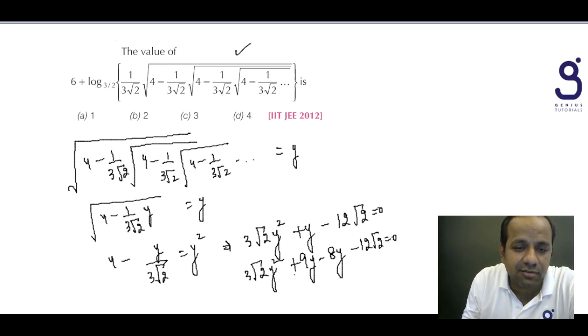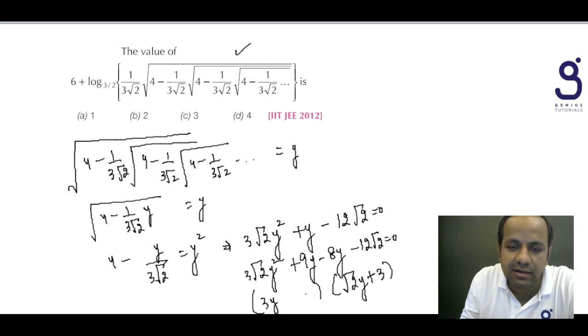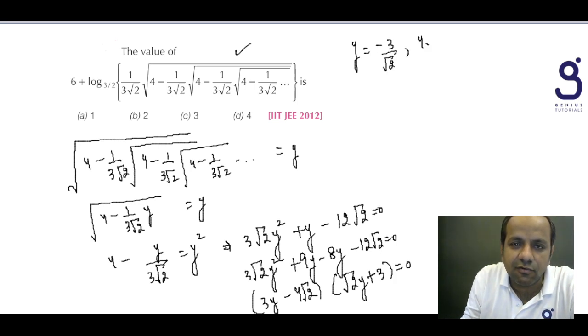So you can take 3y common out of it. If I take 3y common out of it, what are we left with? We are left with root 2 y plus 3, and it will be 3 and minus 4 root 2. The value of y is minus 3 by root 2 and 4 root 2 by 3. This negative value is not possible. We can say it will be 4 root 2 by 3.